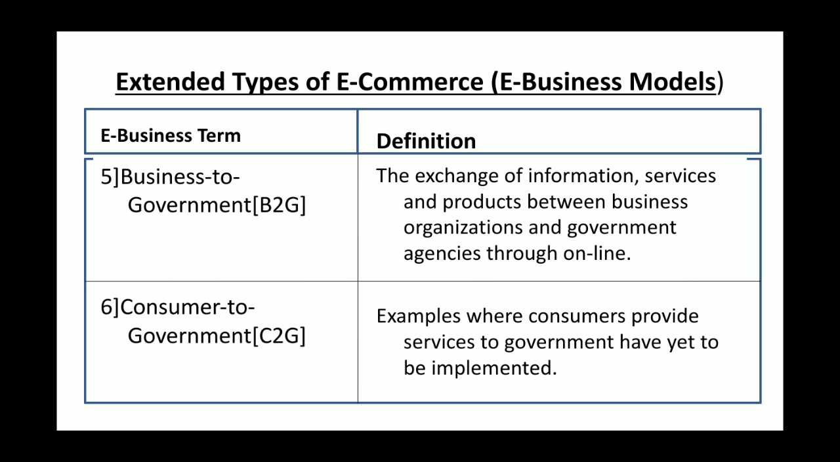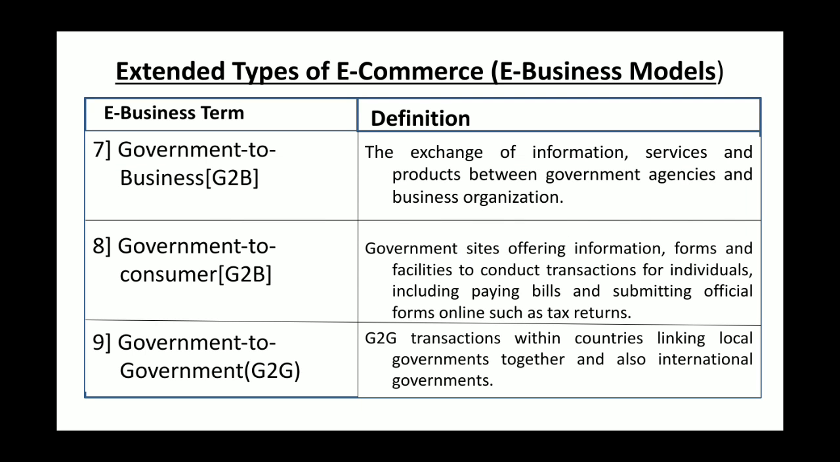Next, the sixth one, consumer to government. Examples where consumers provide services to government have yet to be implemented. Like consumer to government, the government requires some help from the consumer, or they require many different kinds of customers to work and serve for the government. That time it will be the consumer to government type.